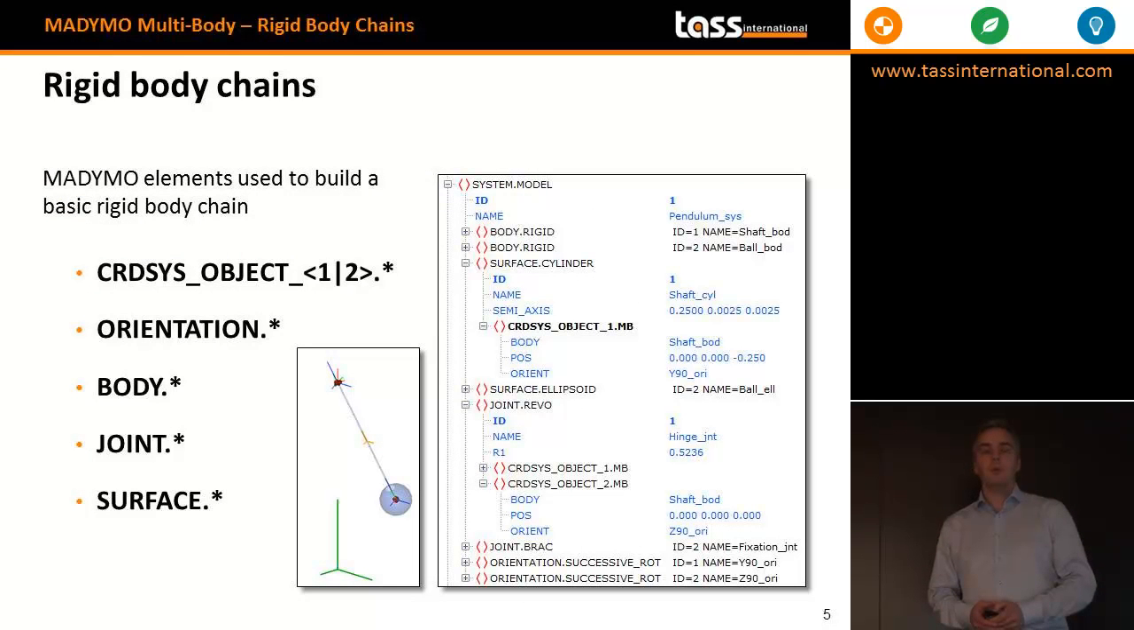For building up a rigid body chain in MADYMO, you need the following keywords, the following element classes: coordinate system object, orientation, body, joint, and surface. On the right you see how a multi-body system looks like in a MADYMO input deck.